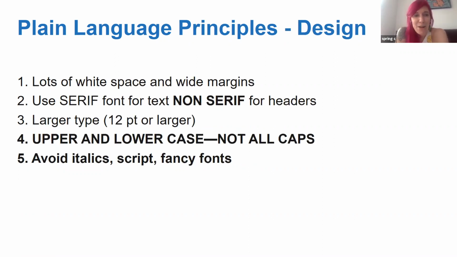Next slide. So plain language principles, when we're applying them to design, are similar things, but now we're looking at how things are actually laid out on the page. We want to have a lot of white space and wide margins. When you see a page and there are just things all over it, you don't know where to look, you don't know where to start. So we want to use the white space to our advantage. The more space we use on the page, the more the eye is drawn to where the information is. It gives you a little bit of a flow. You can create a sense of flow as you use the white space more intelligently.